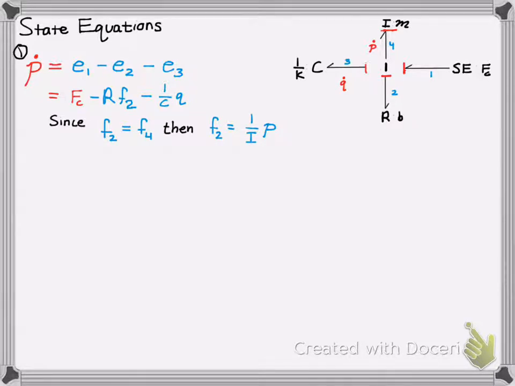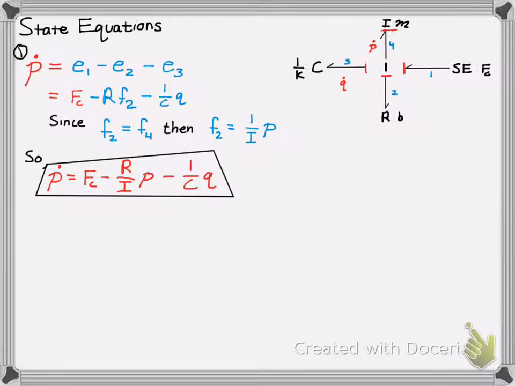is we want the equation to be written in terms of the state variables and the inputs, correct? So now we can put everything together, and we're like, okay, we have FC for E1, E2 was R times F2, which F2 can be written, as we said here, 1 over I times P, and then we have 1 over C times Q.